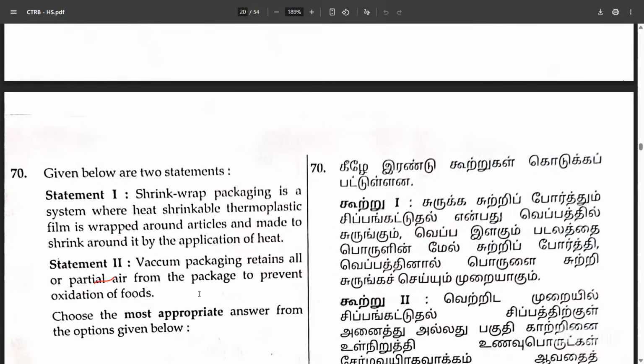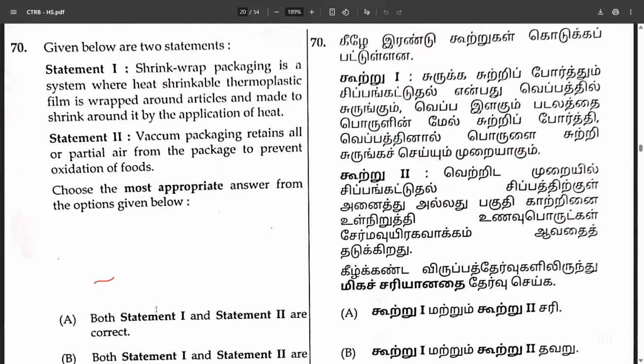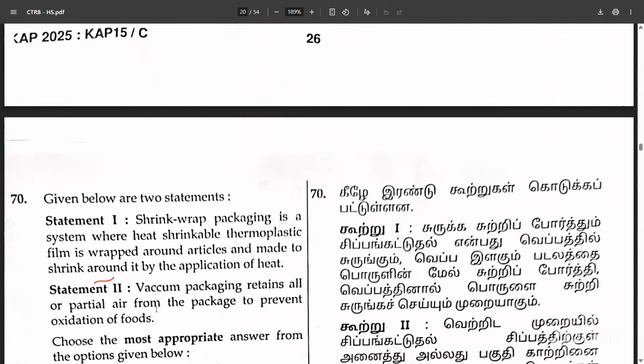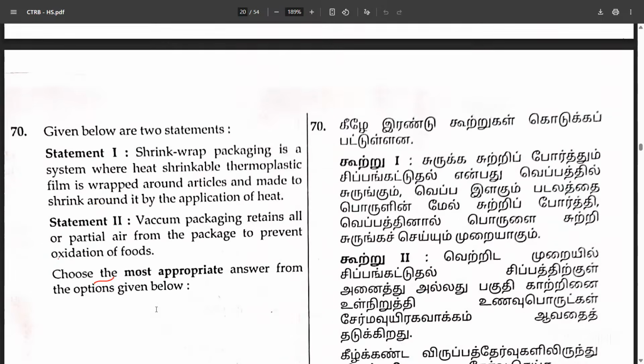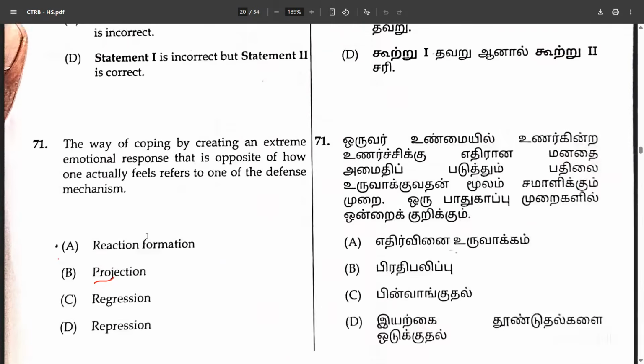Then here are two statements, statement 1 and statement 2, and you have to tell which is correct and which is incorrect. Statement 1: shrink wrap packaging is a system where heat shrinkable thermoplastic film is wrapped around the article and made to shrink around it by applying heat. So yeah, this is correct. Statement 2: vacuum packaging retains all or partial air in the package to prevent oxidation of food. That is incorrect. So C will be the correct answer for this one.